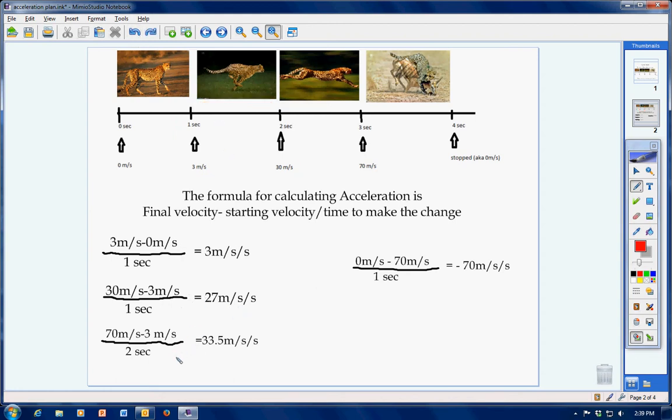Now let's look at one that has a larger window. Let's look at from 70 meters here back to the 3. Let's look at the change of speed in this section. Here, that would be 70 as our final velocity, 3 as our starting velocity, so we have 70 minus 3, and then we take that divided by 2 seconds because we have 1 second here and 1 second here for a total of 2 seconds. 70 minus 3 divided by 2, that's 33.5 meters per second per second. Now all of those, those are positive changes because the cheetah is getting faster.